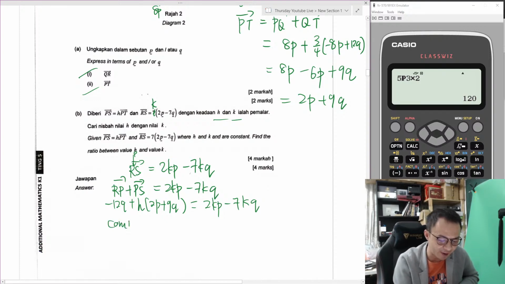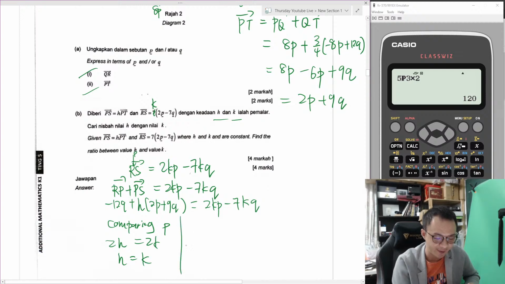Then we're just comparing the P and Q. The P on my left hand side, I only have 2H. The P on my right hand side, I have 2K. Then we'll assume H equals K. Then I will compare my Q. The Q on my left hand side, I should have negative 12 plus 9H. On my right hand side, I should have negative 7K.